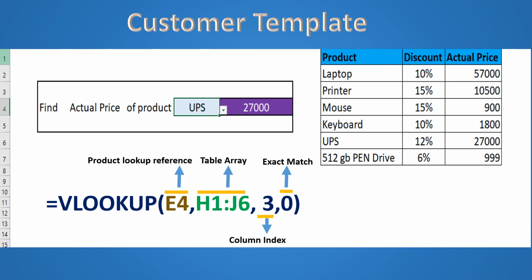Range lookup is a logical value to find the closest match in the first column. We have to give a true value or 1 for approximate match. To find the exact match, we have to give false or 0.